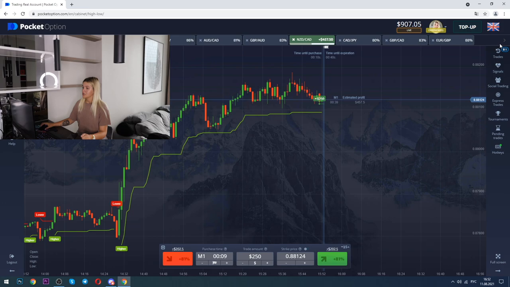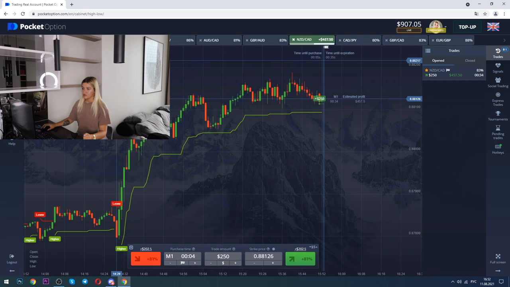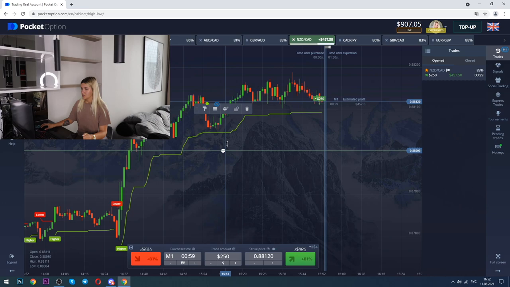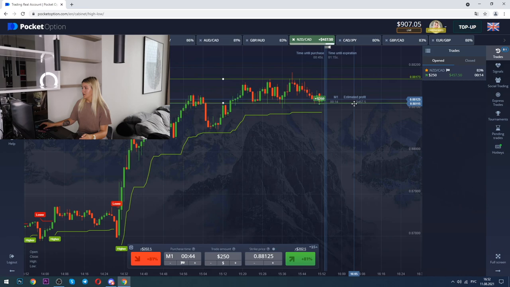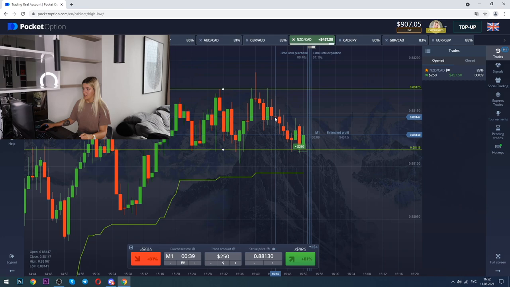I'm gonna draw you a resistance line and a support line. So the graph is going now in this corridor. And as we can see, 10 seconds left, it will be a profit. Okay.